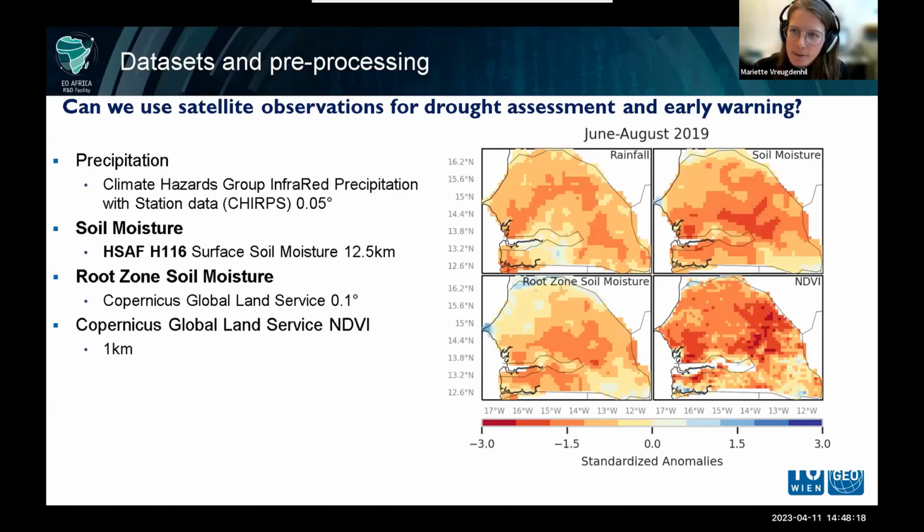If we look at these different data sets, this is what it looks like. Here we see the standardized anomalies for the June to August period for the rainfall, the soil moisture, the root zone soil moisture, and the NDVI. Just for you to get a feeling of what the data looks like and how many pixels we actually have at 12.5 kilometers over Senegal.